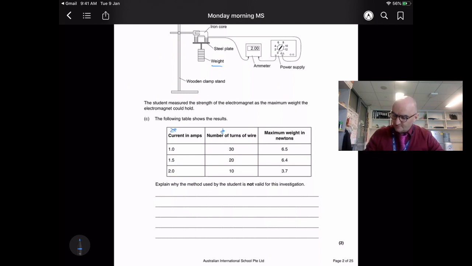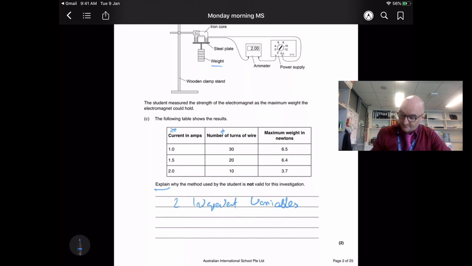Explain why the method used by the student is not valid. It's not valid because the student has used what we call independent variables. Don't forget, independent variables are the things that we choose to change as part of our experiment. The command term here is explain. Previously it was describe, now it's explain. Have we explained? No, we haven't. We've just stated that there are two independent variables.